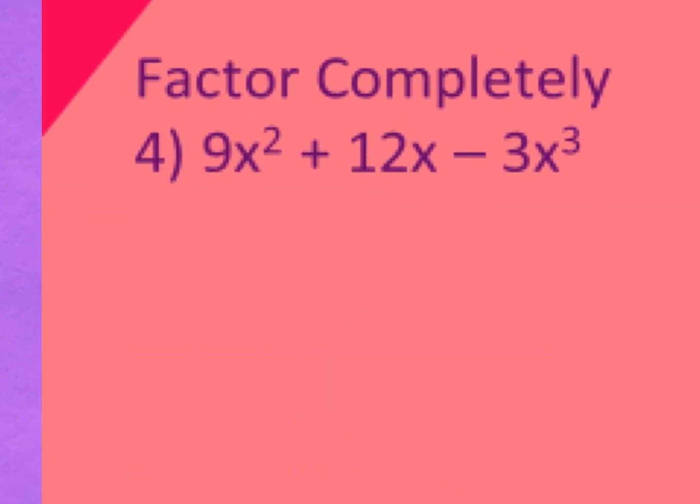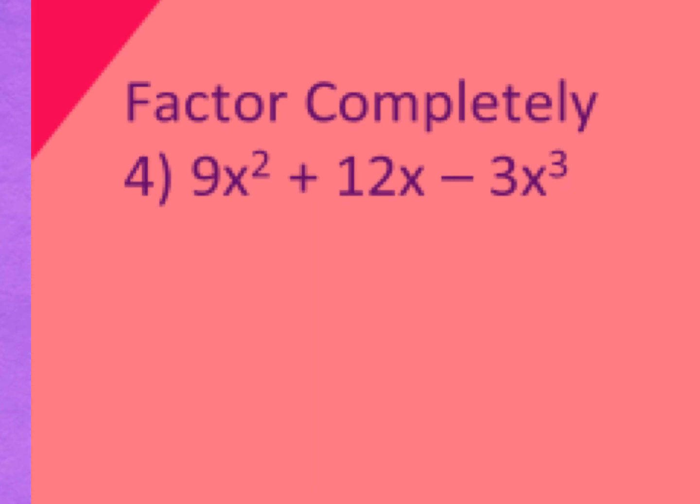So what's the first thing I should check for when I factor? A GCF. What's wrong with this question, though? Do I usually have like an x cubed at the end? No, it's not in standard form. So I want to put it in standard form, and then I'll take out the GCF. So 3x cubed plus 9x squared plus 12x.